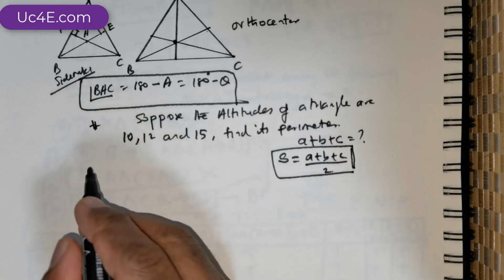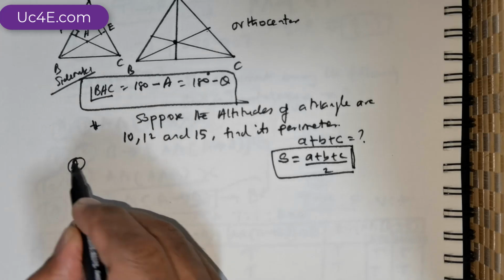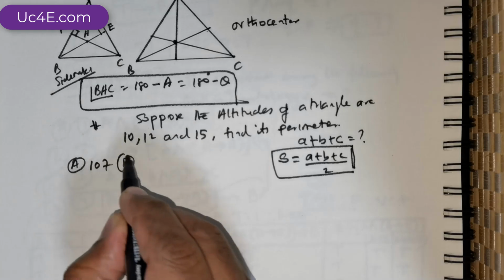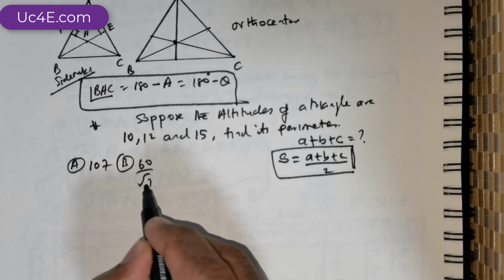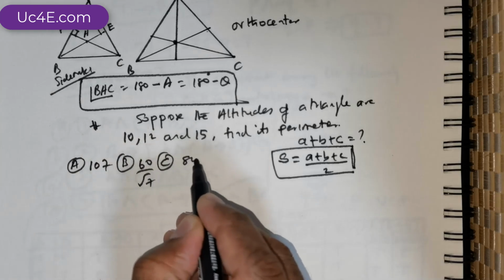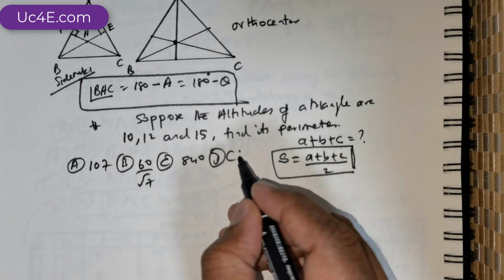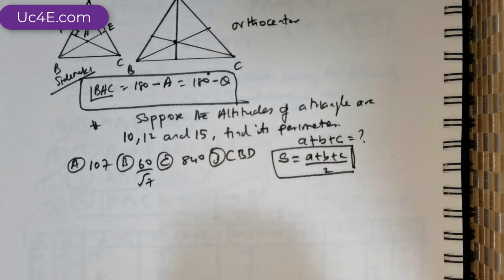Now we have the following choices. You can pause the video and attempt the question. A, is it 107? B, is it 60 over root 7? C, is it 840? D, cannot be determined. So you can pause the video and find the solution for this question. Okay, I hope you have got the solution.